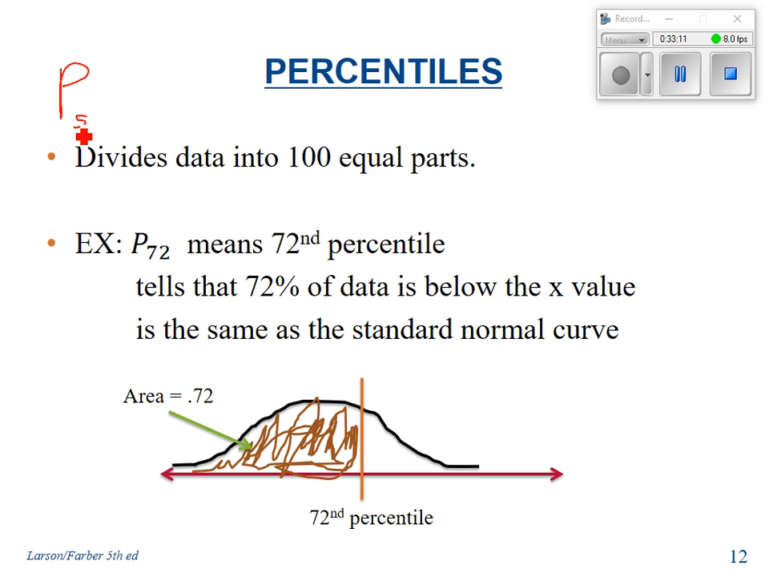So, if your score is a P72, what's that telling you? You scored higher than 72% of everybody that took the test. Is that good or bad? Fairly good. Means you're better than average. What would be an average percentile? 50, right? So P50 would be right here in the middle. Anything above the 50th percentile is probably fairly good, because then you're a little above average.